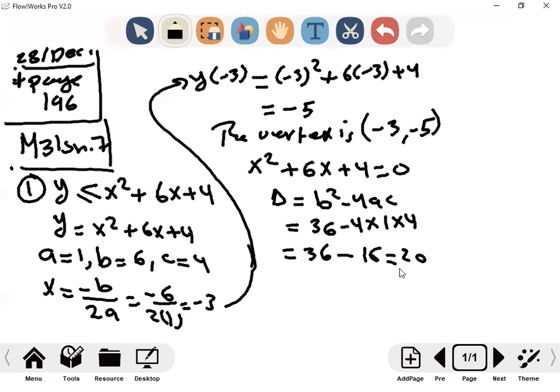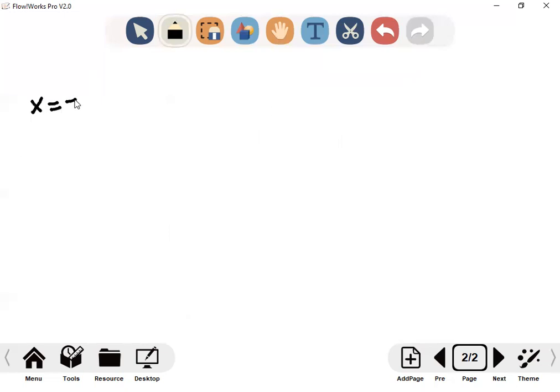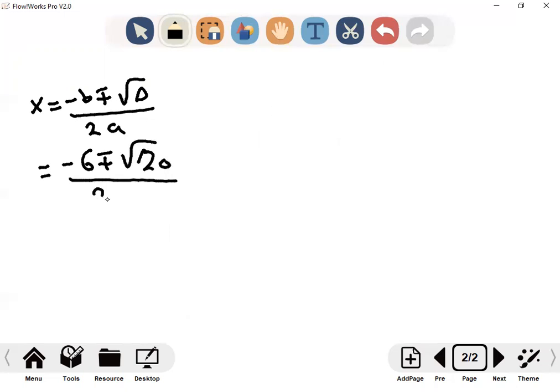Quadratic formula. So we have delta. Let's apply the quadratic formula: x equal minus b plus minus square root of delta over 2a. This is the quadratic formula, right? This is equal minus b, minus 6, right? Minus 6 plus minus square root of delta, we calculate it. It is 20 over 2 times a times 1. Minus 6 plus minus square root of 20. Square root of 20 is 4.47 exactly, rounded.